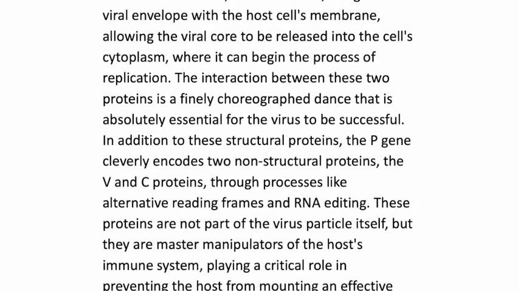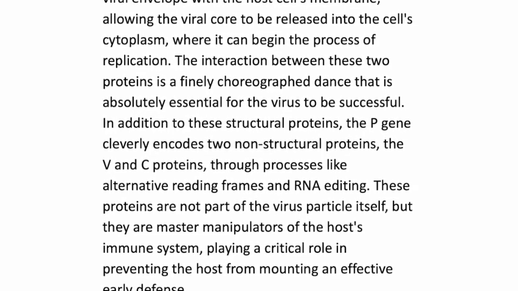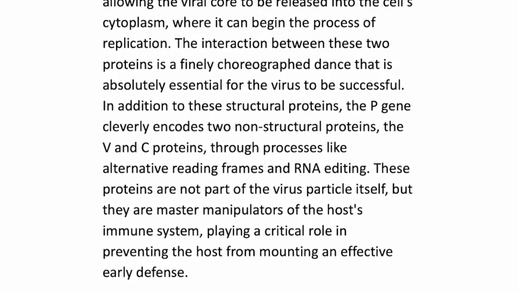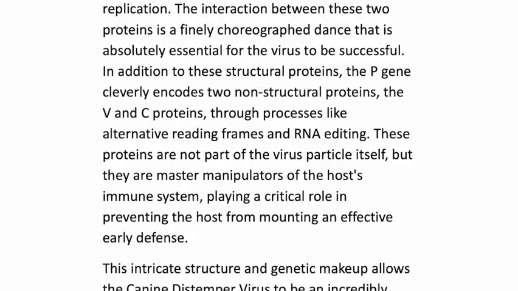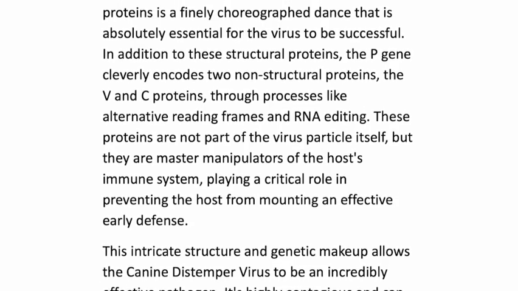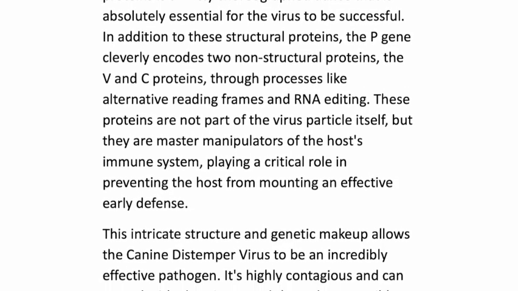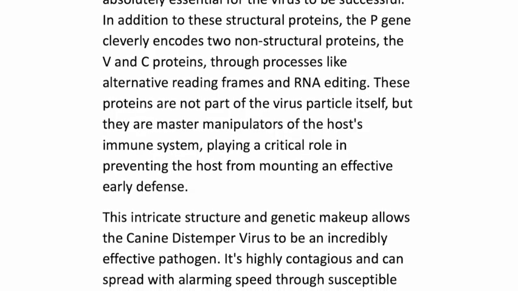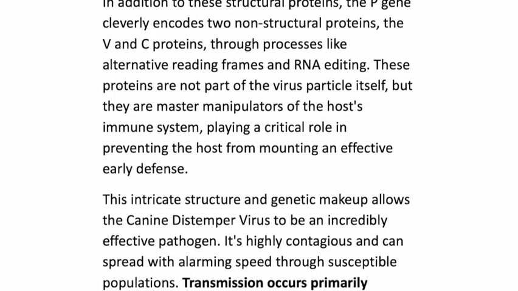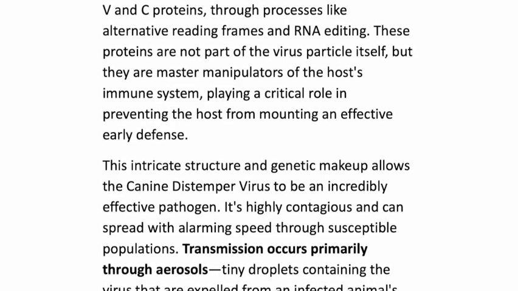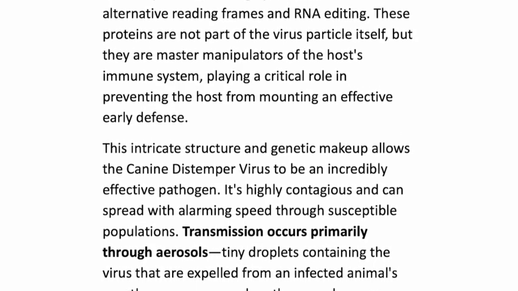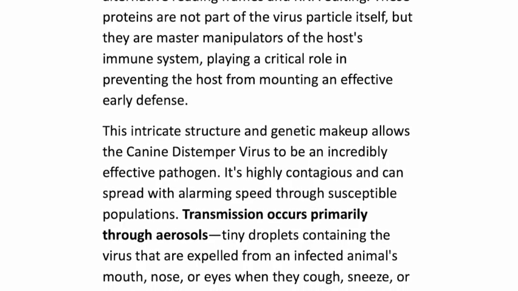successful. In addition to these structural proteins, the P gene cleverly encodes 2 non-structural proteins, the V and C proteins, through processes like alternative reading frames and RNA editing. These proteins are not part of the virus particle itself, but they are master manipulators of the host's immune system, playing a critical role in preventing the host from mounting an effective early defense. This intricate structure and genetic makeup allows the canine distemper virus to be an incredibly effective pathogen.